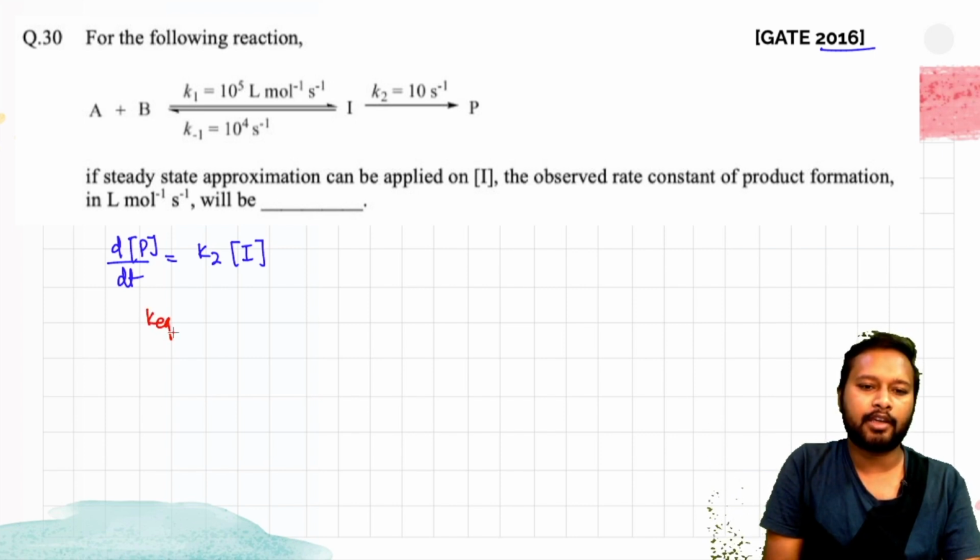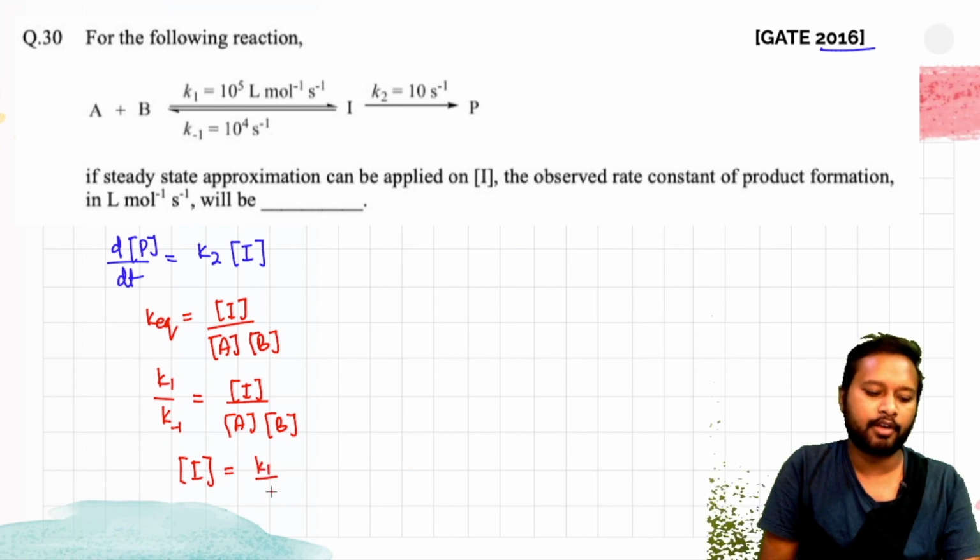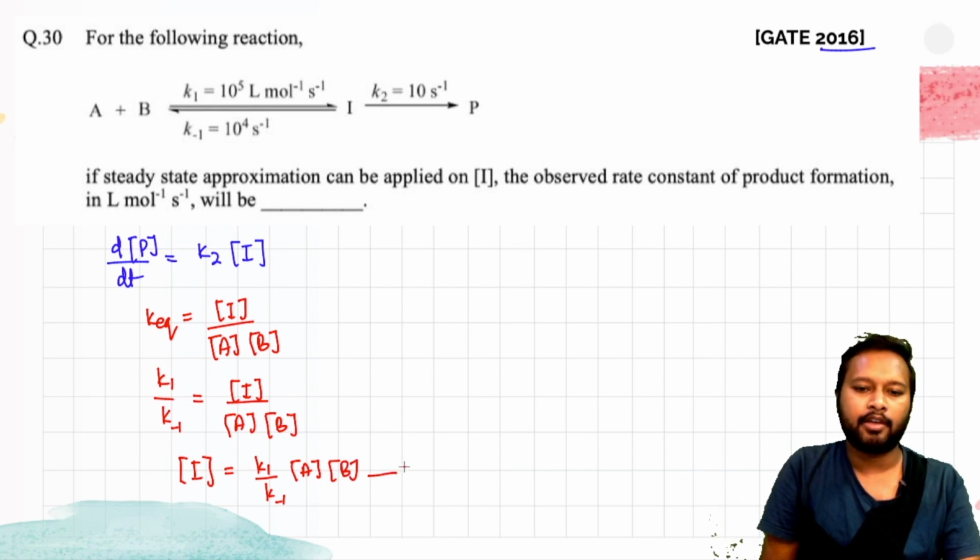So you know that Keq, because the equilibrium is being maintained here, is going to be equal to the concentration of the product, that means I, divided by the concentration of reactants, that means A and B. Now you know equilibrium is going to be maintained by K1 upon K minus 1. So I can write K1 upon K minus 1 is equal to I divided by A and B. So what should be the concentration of I? This should be equal to K1 upon K minus 1 into A into B, right? Simple it is. I just have multiplied on this side. Let it be equation number 1.